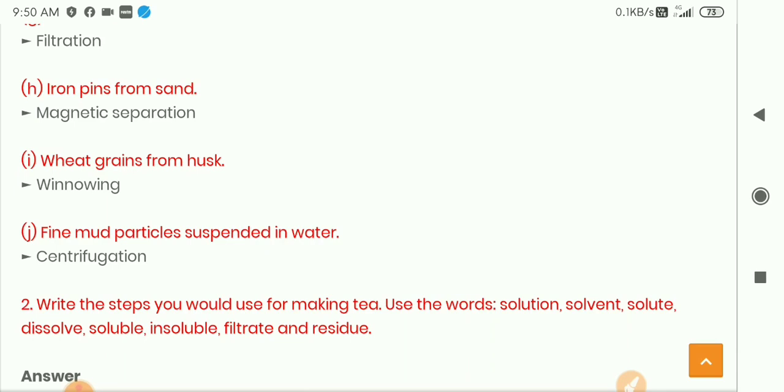Fine mud particles suspended in water. So for this we have centrifugation. Now we can use sedimentation and decantation, but to settle it fast, these fine particles can be settled by using the centrifugation technique.